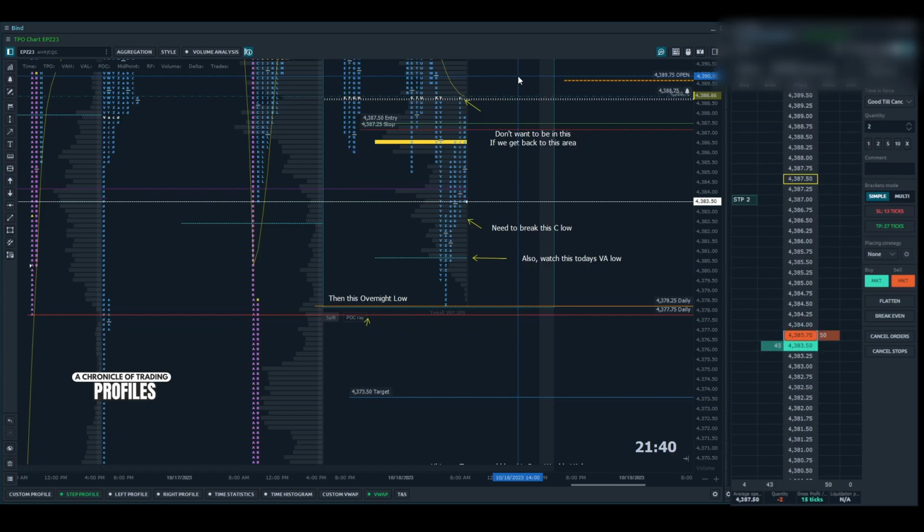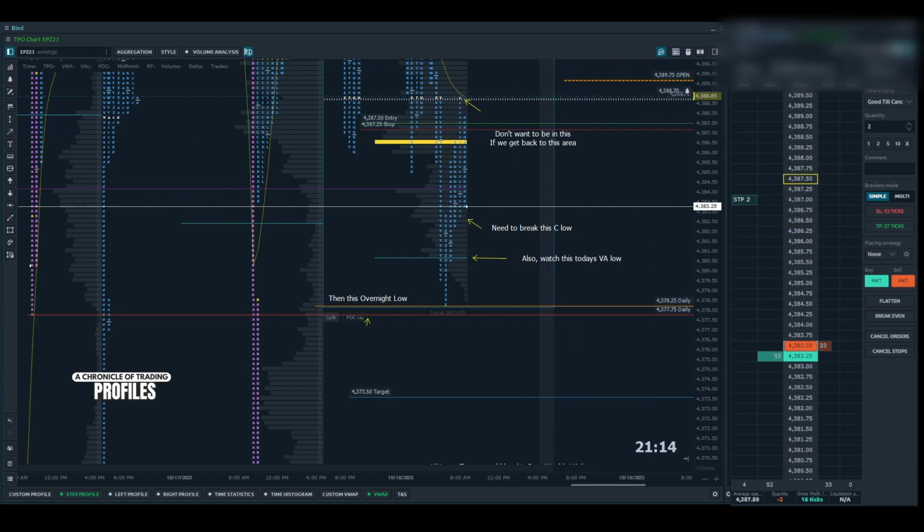We're heading back to that C low. So for me, this is going to be the real test of whether we can break this C. If we can't break this, then I might as well close the trade right now. If we do break the C low, at least I can start looking at the next area, which would be that volume area low, the light blue dash line there.